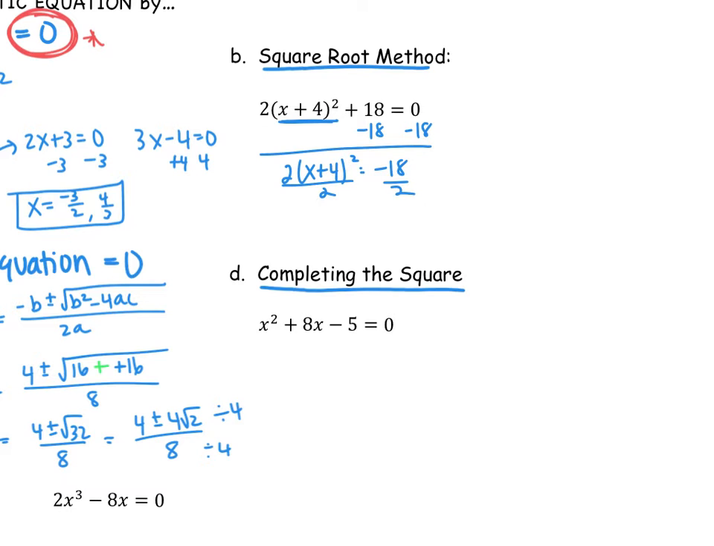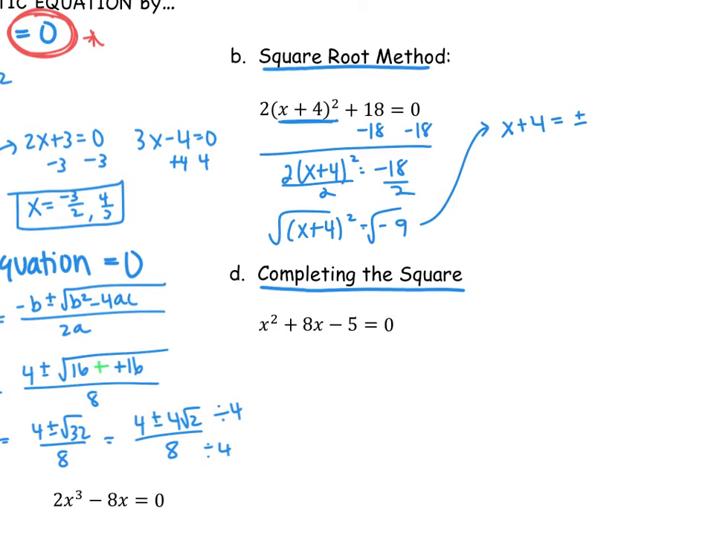Divide by 2. So we get the quantity x plus 4 squared is equal to negative 9. So that was step 1. Get the part that's squared alone. To get rid of the square, I can take a square root. What do I have to remember anytime I take a square root? Plus or minus. So anytime you take a square root, you should get plus or minus.